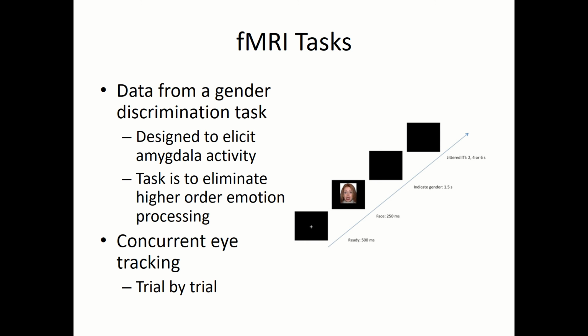And the whole point of the gender task, the argument is that it'll eliminate this deeper emotion processing that you would get if you were asked to say, is this a happy face or a fear face, with the idea of getting the immediate pulse of seeing a particular emotional face. So I pulled in eye tracking data from the MR-compatible eye tracker to examine the proportion of gaze to the eyes for every trial.